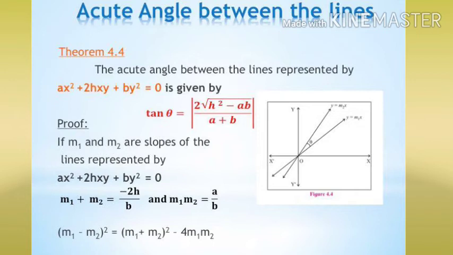I have considered two lines which are passing through the origin, y is equal to m1x and y is equal to m2x, and theta is the acute angle between these two lines. So clearly the slope of the first line is m1 and the slope of the other line is m2. So the sum of the slopes, as we know, is minus 2h upon b, and the product of the slopes is a upon b. Now we have already seen (m1 minus m2) whole square will be equal to (m1 plus m2) whole square minus 4m1m2.